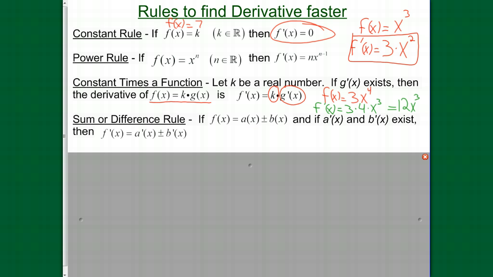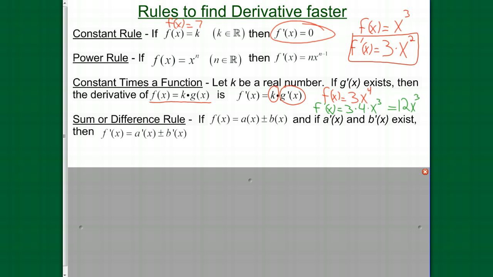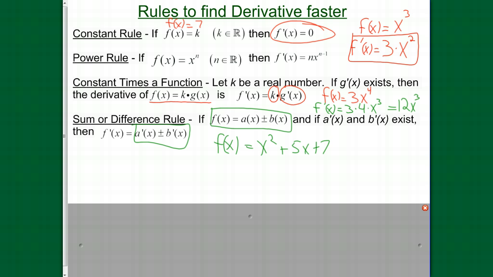Okay, the last one here, sum or difference. Basically, if your function has terms, you're adding and subtracting different powers, so like a normal looking quadratic, x squared plus 5x plus 7, you just take the derivative of each term. So as a quick example, f of x equals x squared plus 5x plus 7. The derivative of that, f prime, you just go term by term.